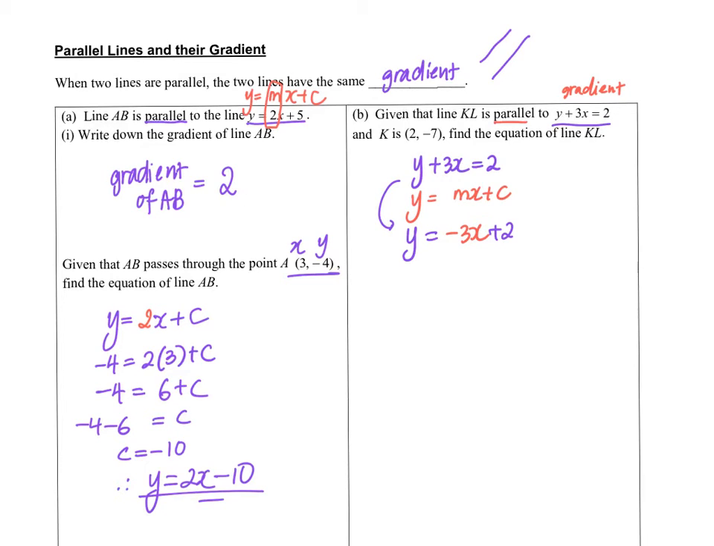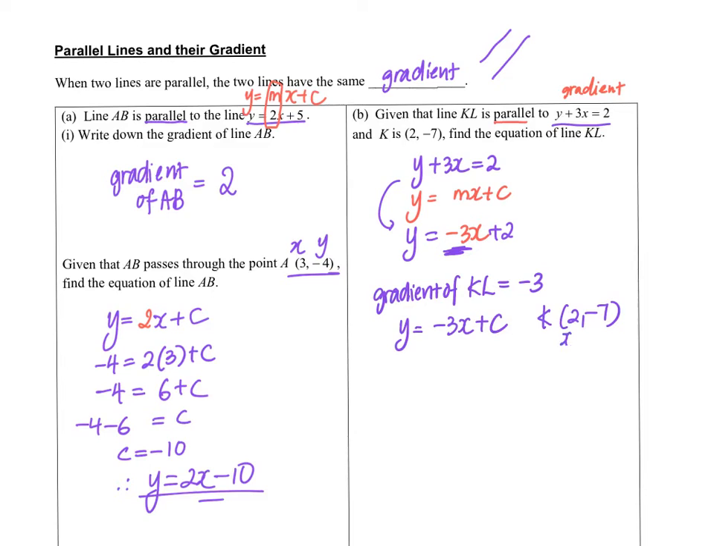If KL is parallel to this line, what's the gradient of this line? That means the gradient of KL will be the gradient of this line, negative 3. So now I know the gradient of KL is negative 3. So the equation for KL will be y equals negative 3x plus c. How do we find c now? They tell me K is the point with y value negative 7. KL will pass through the point K.